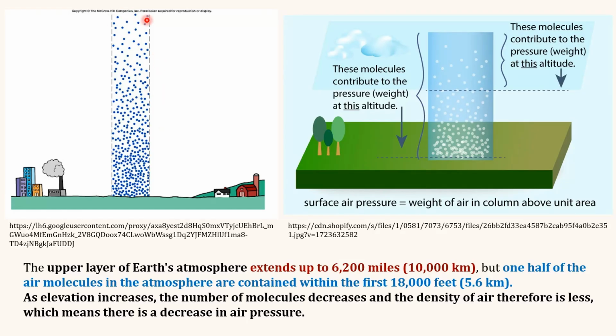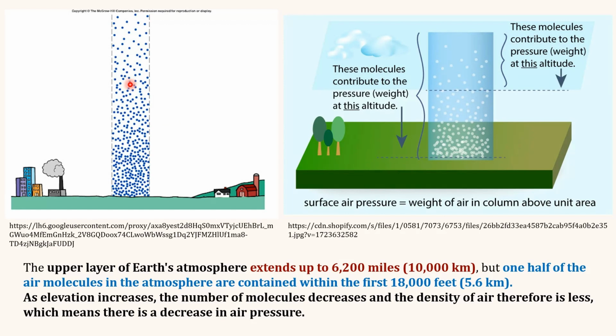The upper layer of the Earth's atmosphere may extend up to 10,000 km, but 50% of the air molecules in the atmosphere are present within 5.6 km from the surface. And as elevation increases, the number of molecules decreases and the density of air also decreases. Thus, depending upon the altitude at which the atmospheric pressure is measured, the value may vary.